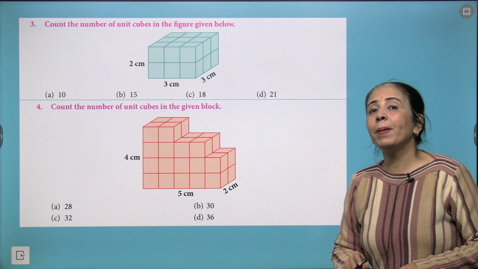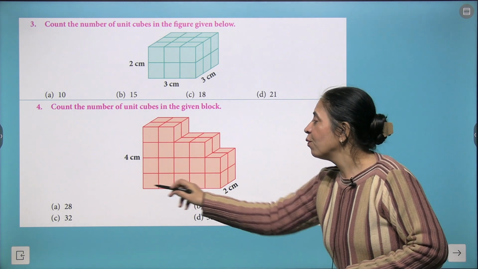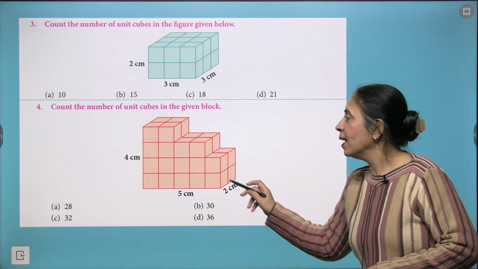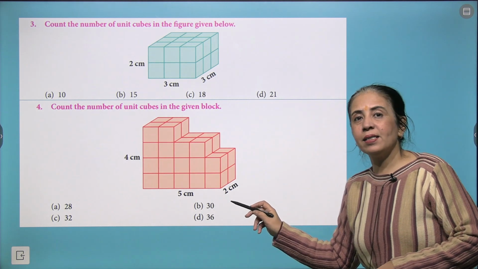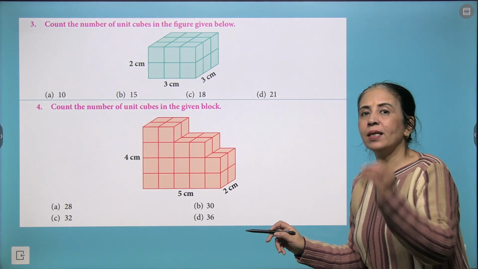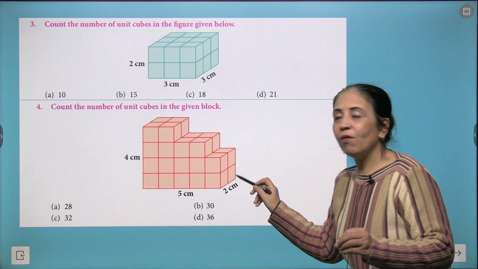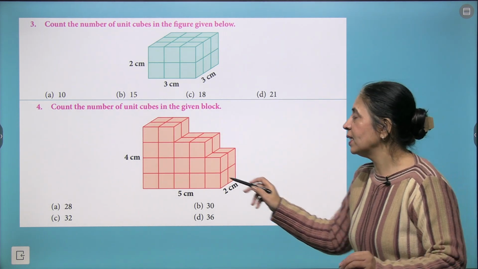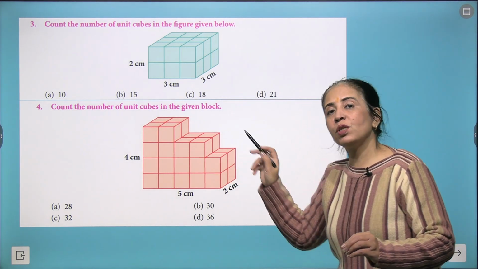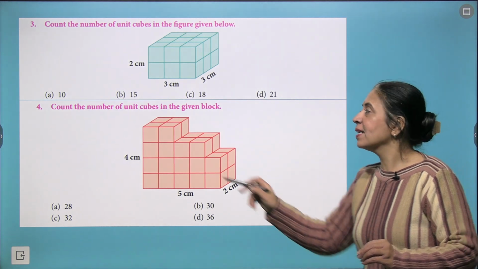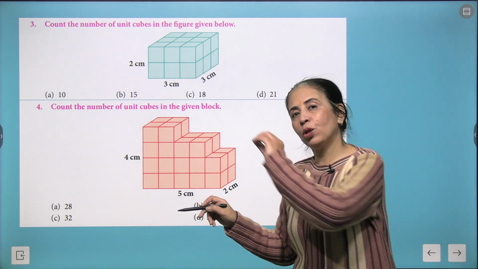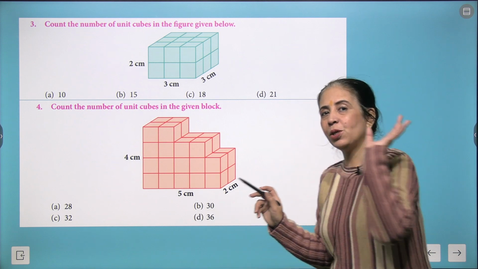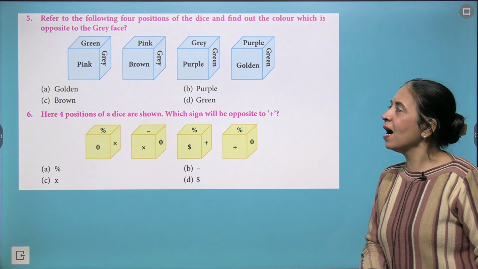Let's try implementing the same rule here. 5 times 2 is 10. And let's take the height, that is 2. So 10 times 2 is 20. So the first layer is of 20. The second layer is 4 times 2, that's 8, and 4 more on the topmost layer. Now you need to add them and it is done.